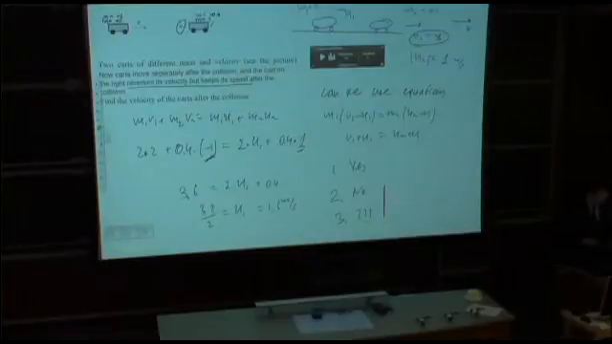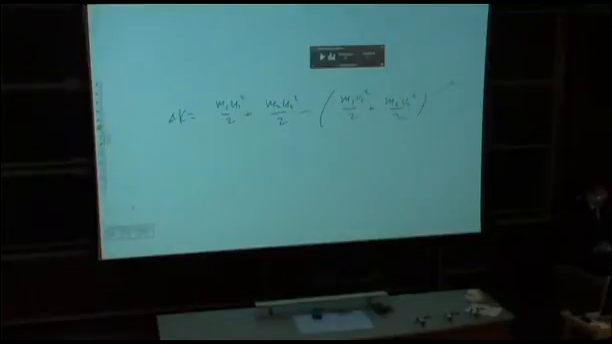And how would we do that? Well, the change in the kinetic energy is equal to m1u1 squared over 2 plus m2u2 squared over 2 minus m1v1 squared over 2 plus m2v2 squared over 2, because that's what it is. We have only 3 options. It's positive, it's zero, it's negative. Nothing else can be happening.